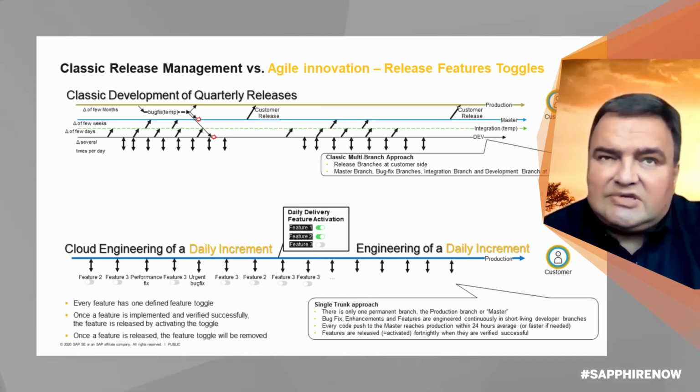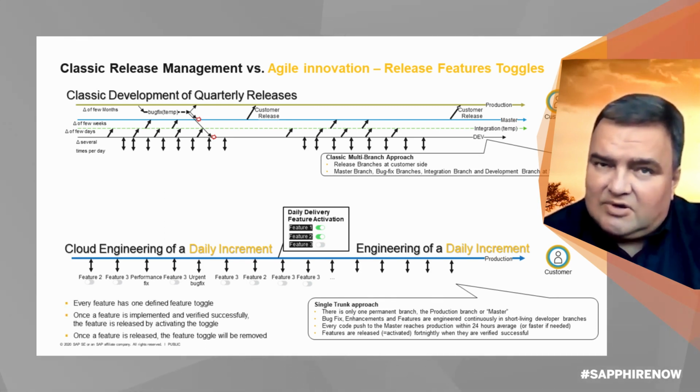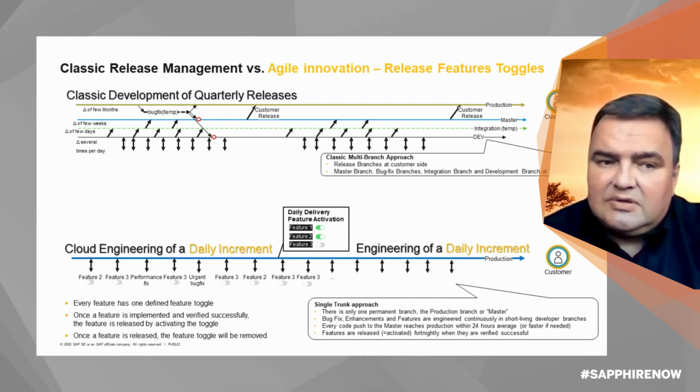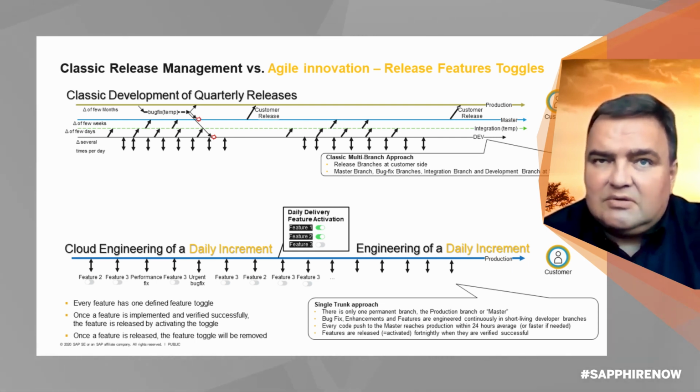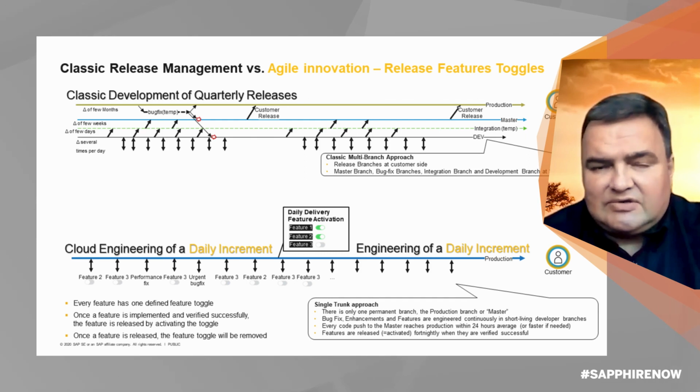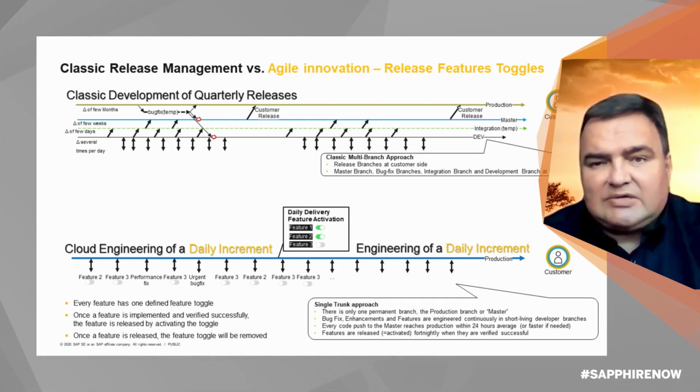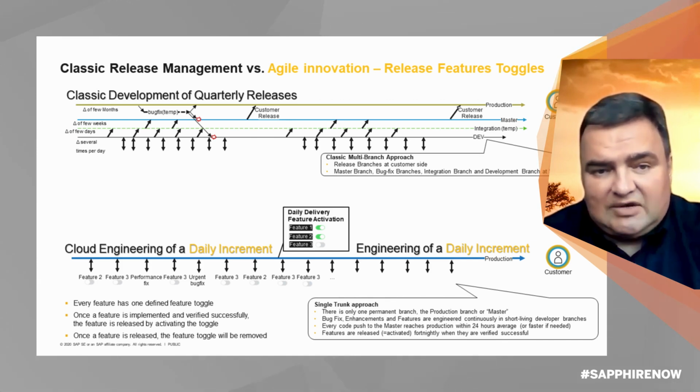So every end-to-end feature, which means documentation, translation, everything that has to come with the feature, is defined behind one toggle. And as soon as we release that feature and it's implemented and verified, we release it by activating that toggle. And as soon as the toggle is activated everywhere, it goes back to development and gets removed out of the code for code hygiene and for quality reasons.